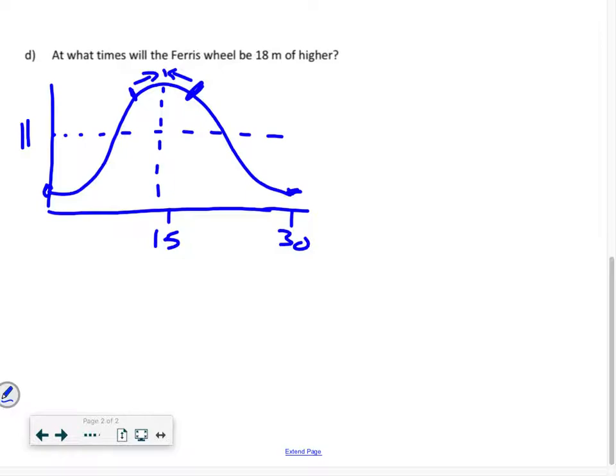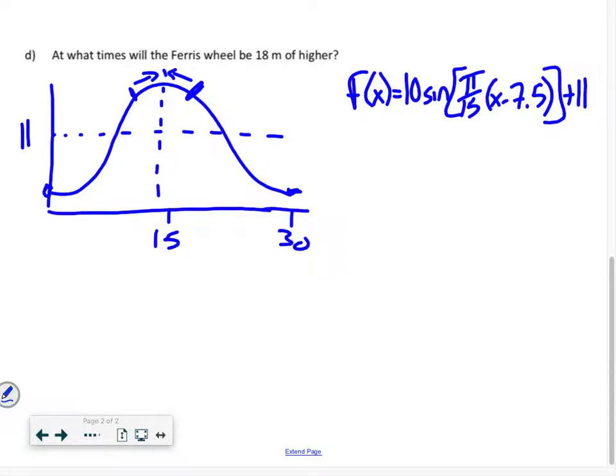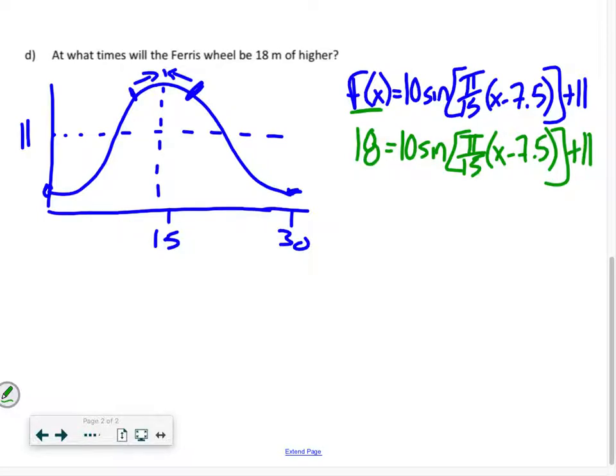So if we look at our sine formula, we've got f at x, this is the formula we just had, equals 10 sine pi by 15 x minus 7.5 plus 11. Now it says, when will it be 18 meters or higher? So our f at x is our 18 meters, because x is actually the time. So we're going to have 18 equals all of this stuff, x minus 7.5 plus 11.